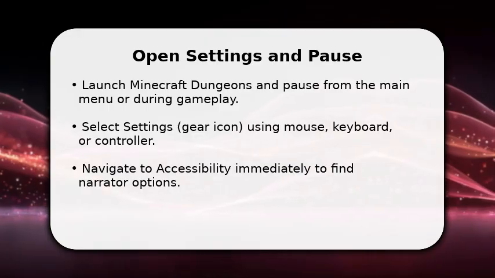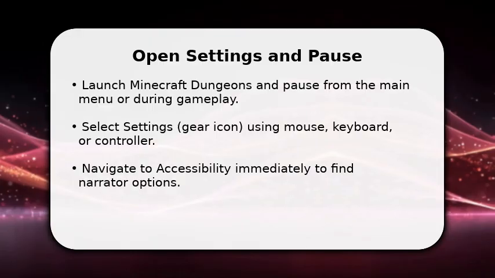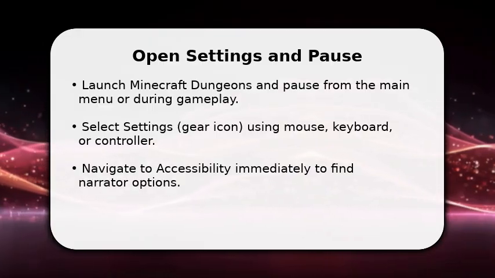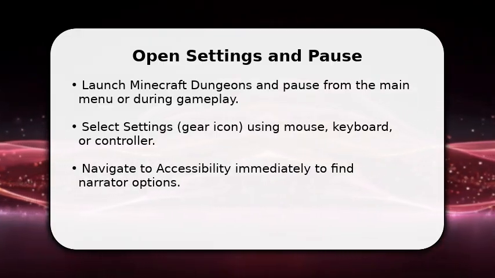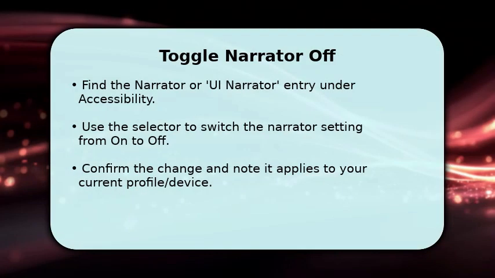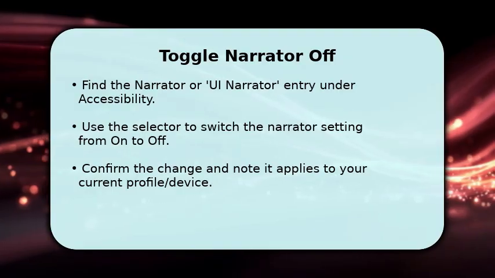Make sure to use the controller's menu or keyboard to enter settings quickly. You'll see Narrator or UI Narrator as an explicit option. This first move gets you to the control you must flip off to stop narration. Once in accessibility, locate the Narrator or UI Narrator line and focus on that option.